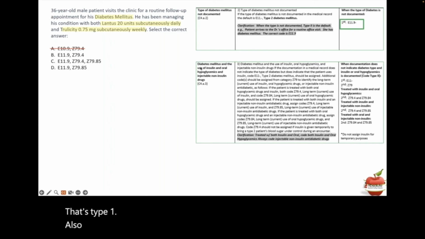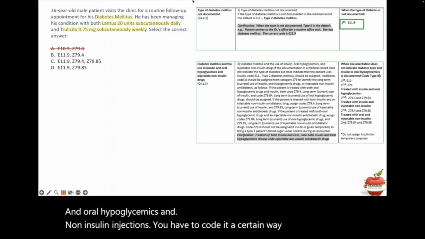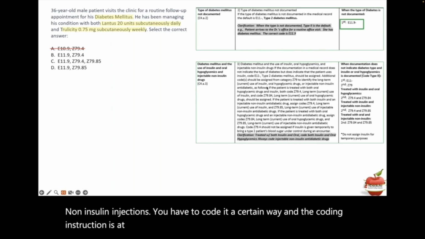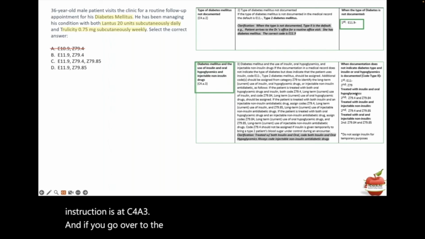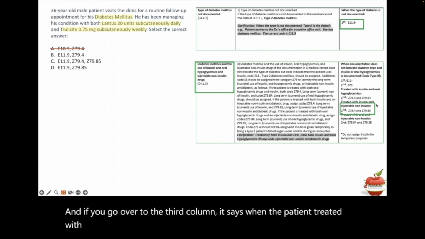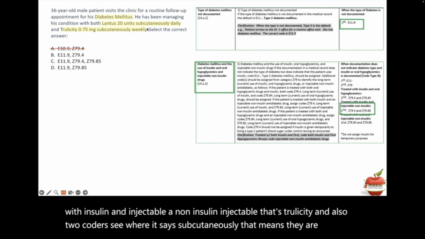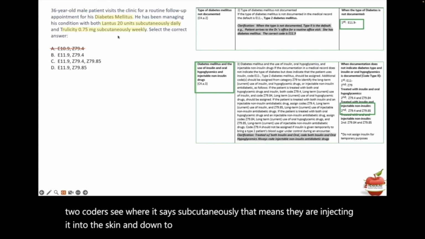Also, when you have insulin and oral hypoglycemics and non-insulin injections, you have to code it a certain way. And the coding instruction is at C4A3. And if you go over to the third column, it says when the patient is treated with insulin and a non-insulin injectable, that's Trulicity. And also, coders, see where it says subcutaneously? That means they are injecting it into the skin and down to the subcutaneous level, right?